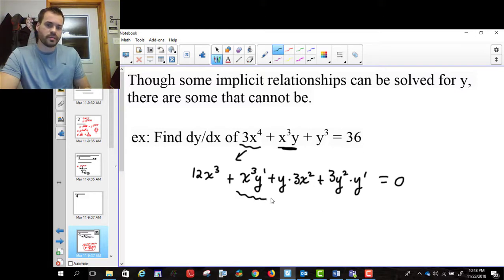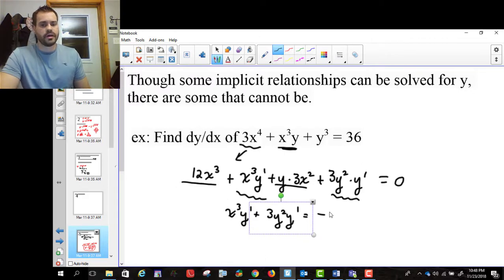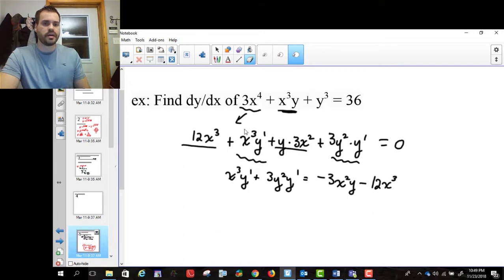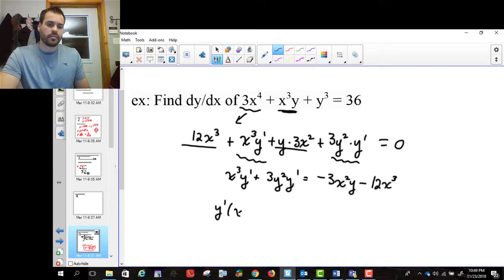So then what we do is we notice that has a y prime in it, that has a y prime in it. So I'm going to leave those over here. So I'm going to go x cubed y prime plus 3y squared y prime. And everything that doesn't have a y prime in it, so this guy and this guy, are going across the equal sign. So minus 3x squared y and minus 12x cubed. And that doesn't matter what side you put them on. You don't have to put them on one side or the other. You just have to put them on a side together, because what we're going to do then is we're going to factor out y prime. So we get this.